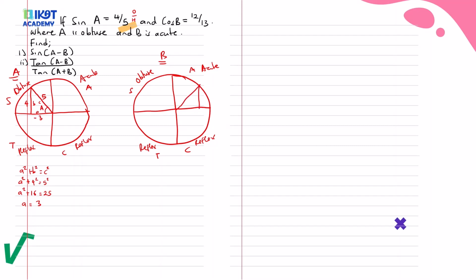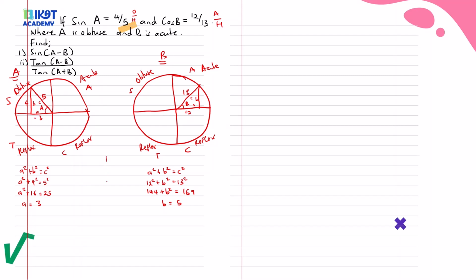Then we come here where this is B, and we've said B is acute, so B is in this region. For B, SOHCAHTOA, this is adjacent out of hypotenuse, so here we have 12, and then hypotenuse we have 13. So we say A squared plus B squared is equal to C squared. We have 12 squared plus B squared is equal to 13 squared. So 12 squared is 144, plus B squared is equal to 13 squared, which is 169. So what's the value of B? Our value of B is 5.